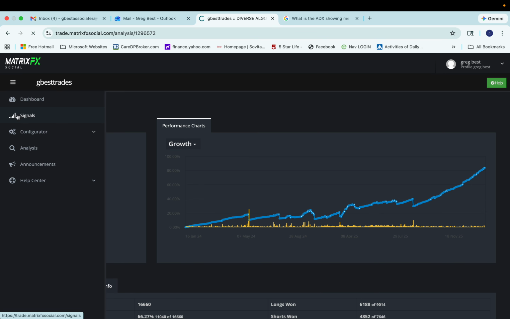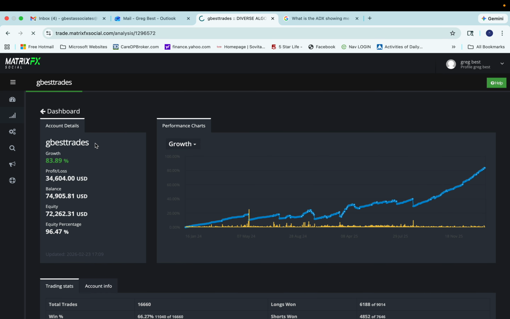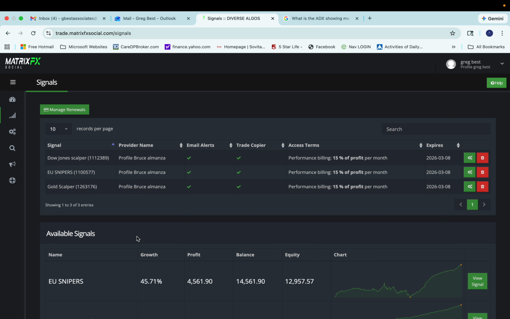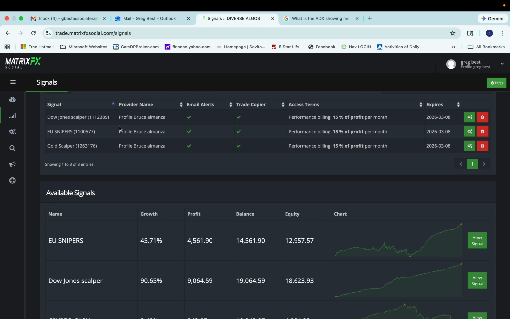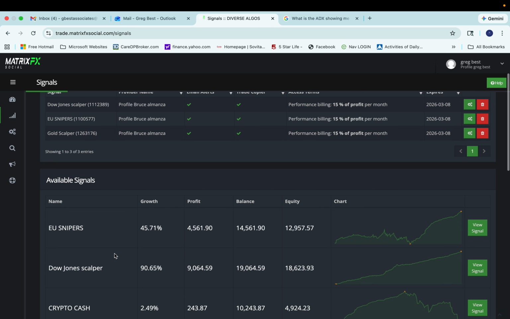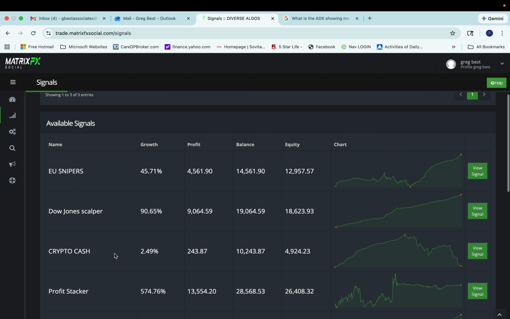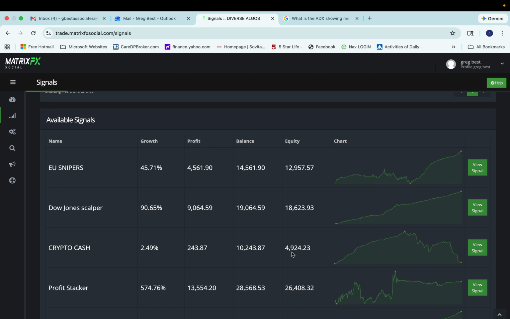I want to show you also the signals, and I can manage whatever signals I want to work with, and these are all signals that I can incorporate. Again, I only have these three, but I can change those up. I can do crypto cash, and I look at the overall performance, and I'm seeing what's going on. Crypto sucks. I don't like it. Dow Jones is just a tank. And EU Sniper doesn't take a lot of trades, but it continues to grow.